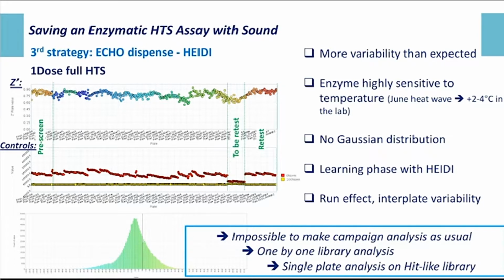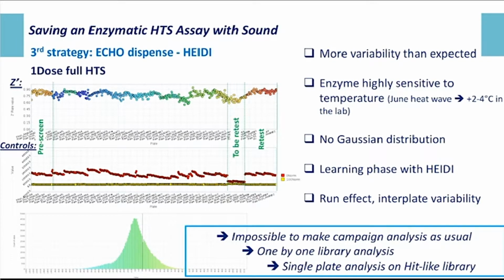One of the reasons for this variability is the heat wave we had in Paris at the time of the one-dose screening. Even if we try to keep the temperature as stable as possible in the lab, we observed some variation in the temperature between the morning and the afternoon, between 2 and 4 degrees during the day. And also, something we didn't anticipate was the increase of the temperature inside HIDE, due to the fact it's a totally closed structure because of the security.